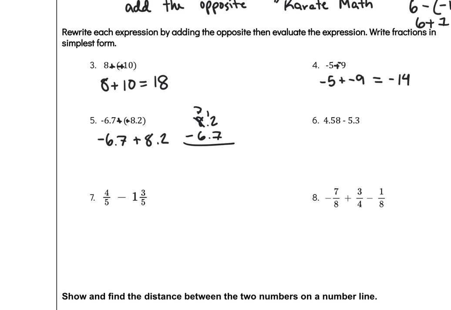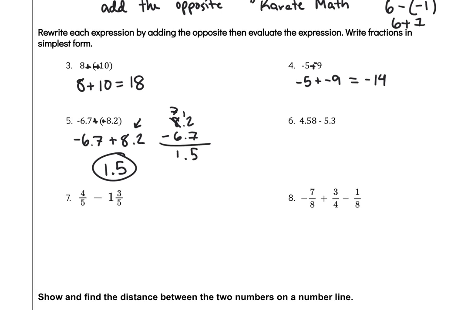We're going to borrow here. 12 minus 7 is 5. 7 minus 6 is 1. So I get 1.5. I'm going to check my signs and see that 8.2 is positive and it's my bigger value. So my answer is going to stay positive 1.5.